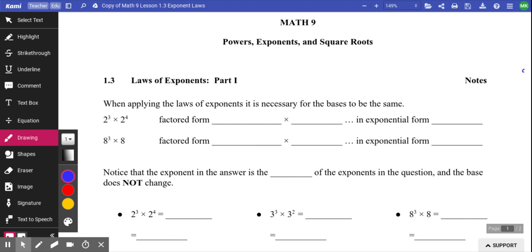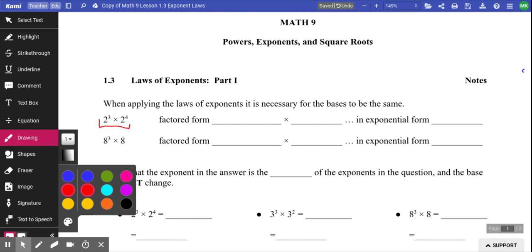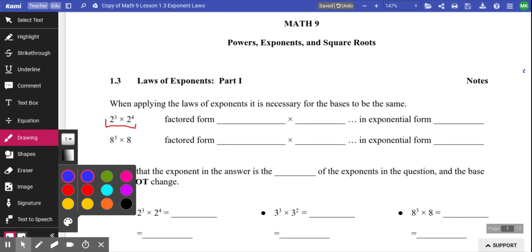So if you see this question, you have this to start with: 2 to the power 3 times 2 to the power 4. What we're going to do is take each of those powers, because there are 2 powers there, and break them apart. I'm going to start with the first one, 2 to the power 3.